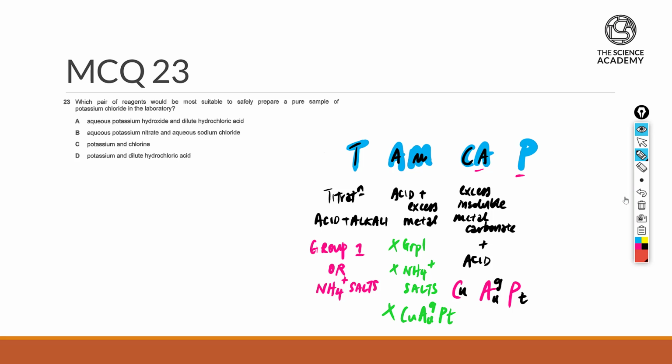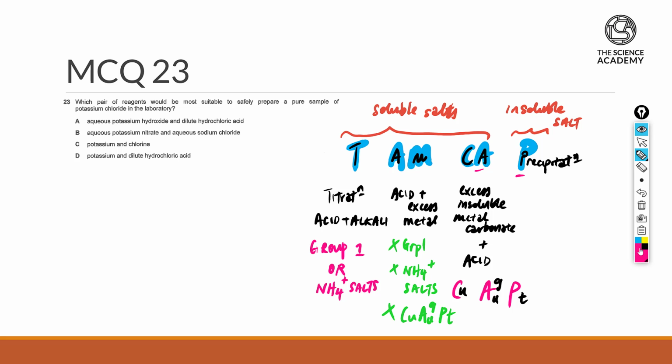Now it's to note that these first three are only applicable to soluble salts. So it's imperative that prior to deciding on the methods to employ for salt preparation, you are familiar with salt solubility. Now P, which is the last method, is applicable for insoluble salt. This would have been precipitation.